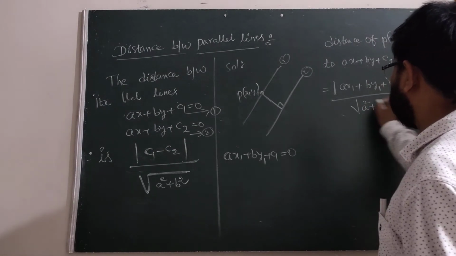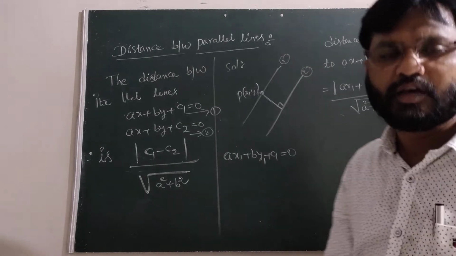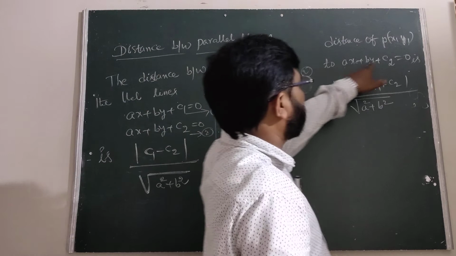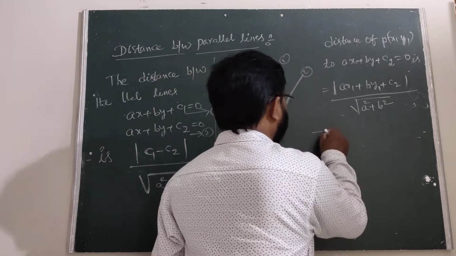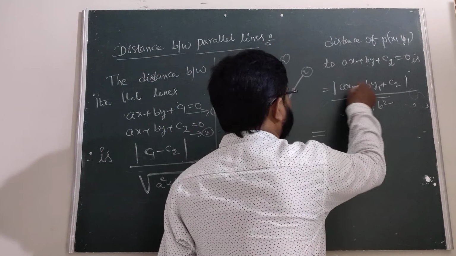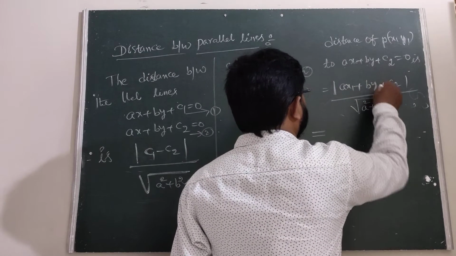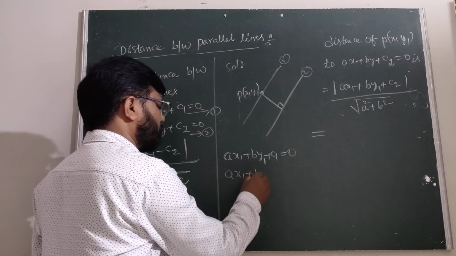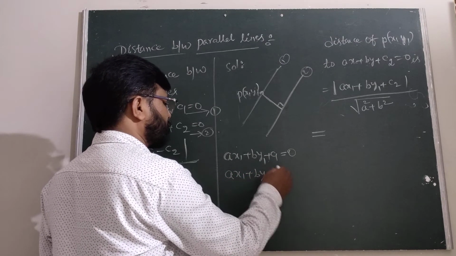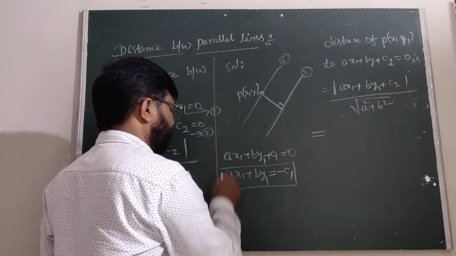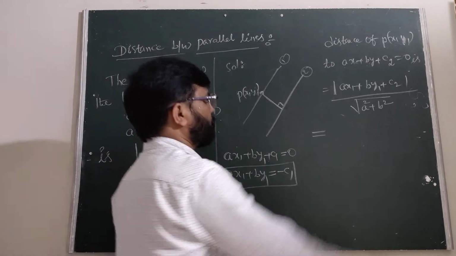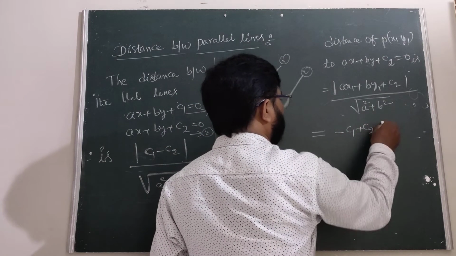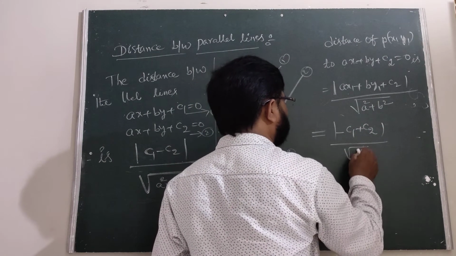We know the length of the perpendicular from (x1, y1) to the line ax + by + c2 = 0. How do we write this? Since ax1 + by1 + c1 = 0, sending c1 to the other side, ax1 + by1 is minus c1. Therefore, you can write it as the modulus of (minus c1 plus c2) upon root of a square plus b square.